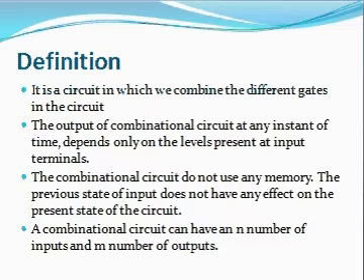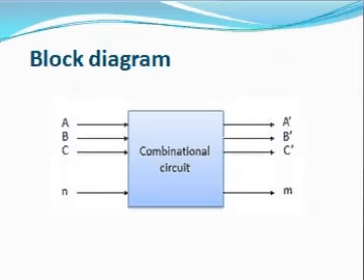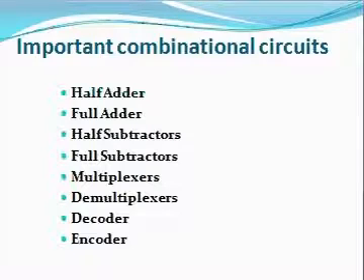A combinational circuit can have n number of inputs and m number of outputs. This is the block diagram of a combinational circuit, which is designed using a group of logic gates. It has n inputs and m outputs, and the m outputs depend only on the present condition of all the inputs. There are a number of combinational circuits.